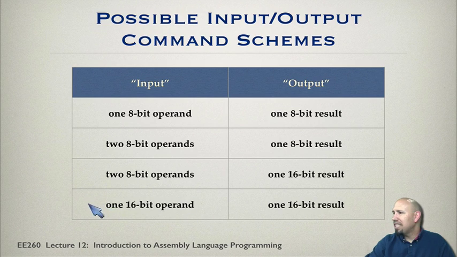Or you can have 1 16-bit operand and get a 16-bit result. So those are some possible input-output command schemes that you could work with, which is kind of weird. It's like, well, how can I get 16-bit results? Well, that just means you're getting a high byte and a low byte. And there are specific registers that work with 16 bits of data. We'll come to that later, but for now, just understand that these are some possibilities that can happen.